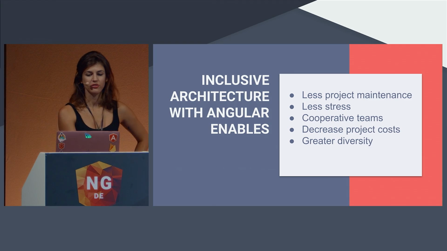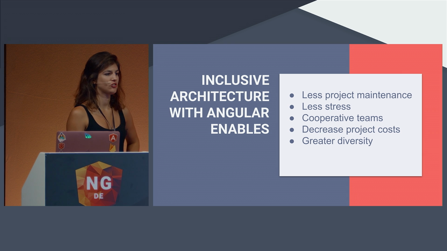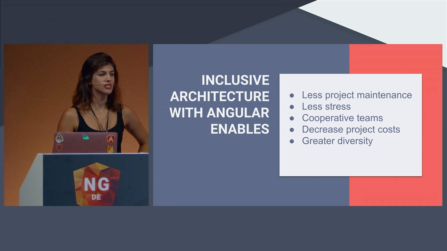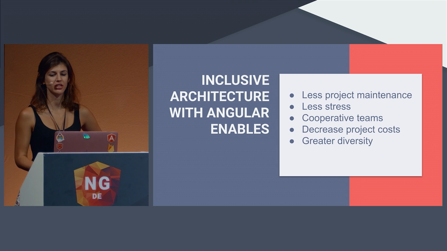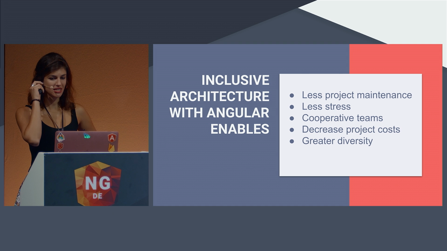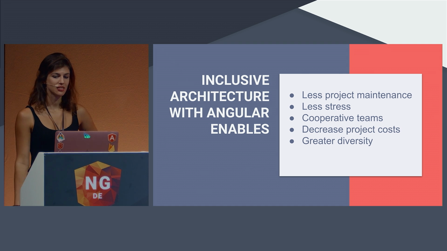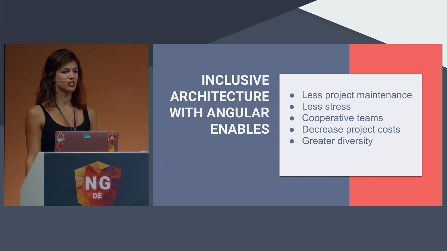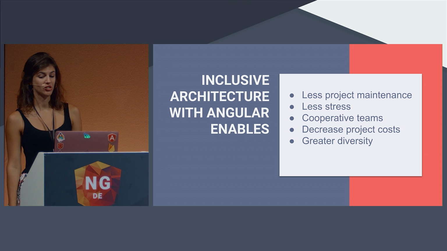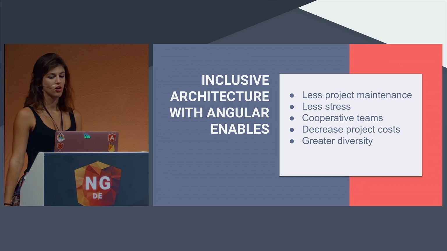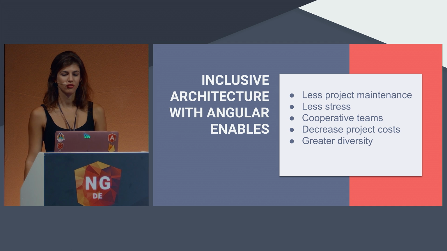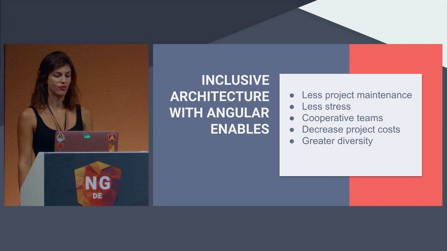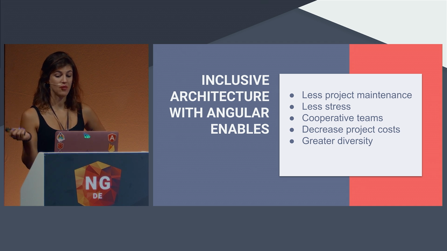If you have a good foundation for your team, that means that your team is now enabled. In this talk, we'll discuss how inclusive architectures with Angular enable junior developers. Focus on what these ideas can do for your team as a whole: less project maintenance, a code base not reliant on a handful of senior developers, less stress, process-enabled conflict resolution, and more team buy-in, cooperative teams, code conventions and standards to help with cooperation, lower cost over time on developers.